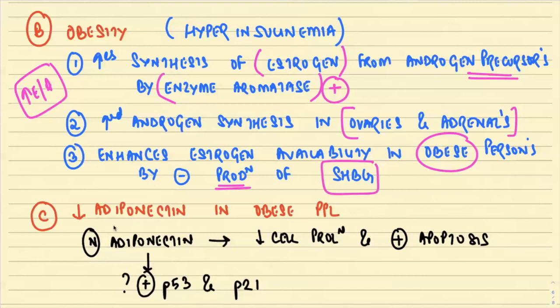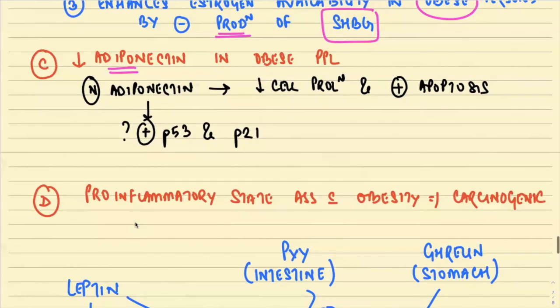Also, in obese people, the amount of adiponectin decreases, which is the savior molecule. Normally adiponectin is associated with decreased cell proliferation and it stimulates apoptosis. So it controls cell proliferation by stimulating P53 and P21, which are tumor suppressor genes. Normally they do that, but in obese people, the amount of adiponectin will come down. And also obesity has a pro-inflammatory state, which itself is carcinogenic in nature.